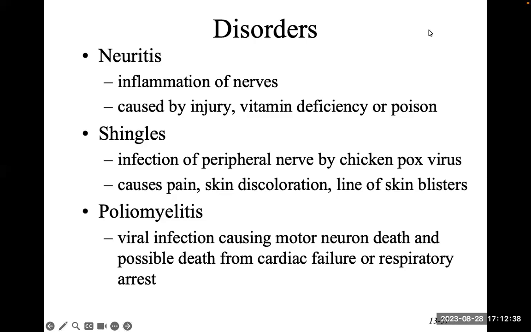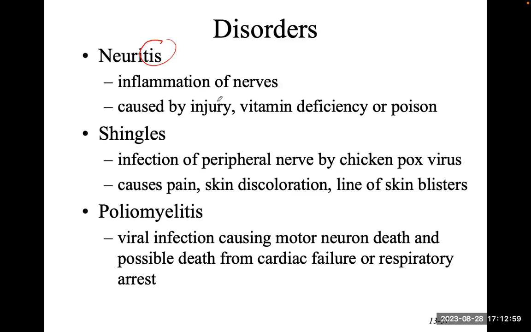Hi, class. Let's talk about some of the disorders that are commonly seen with the neural system. One of them is neuritis. Now, we see the word itis here. Whenever we see the word itis, remember that means inflammation. So when you have inflammation of the nerves, that's neuritis.